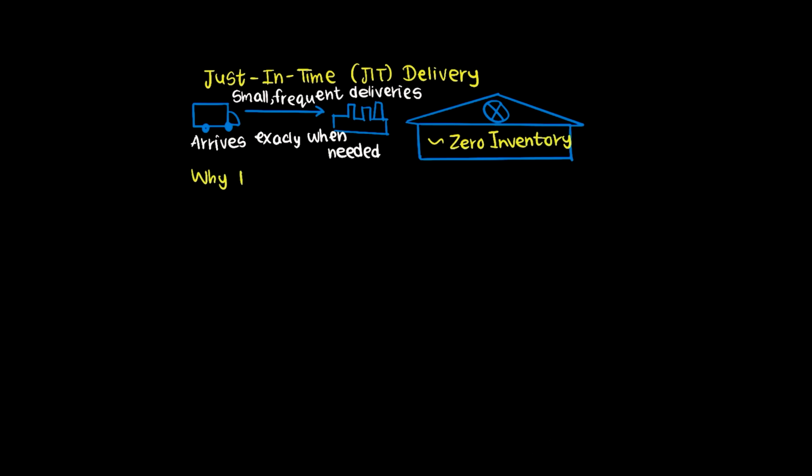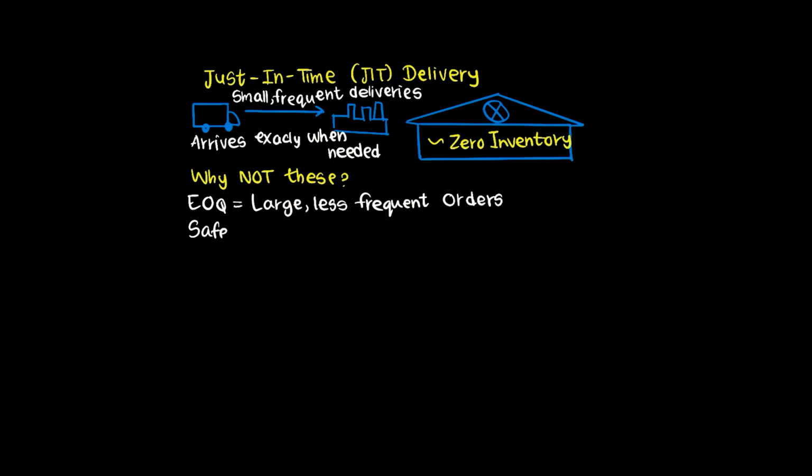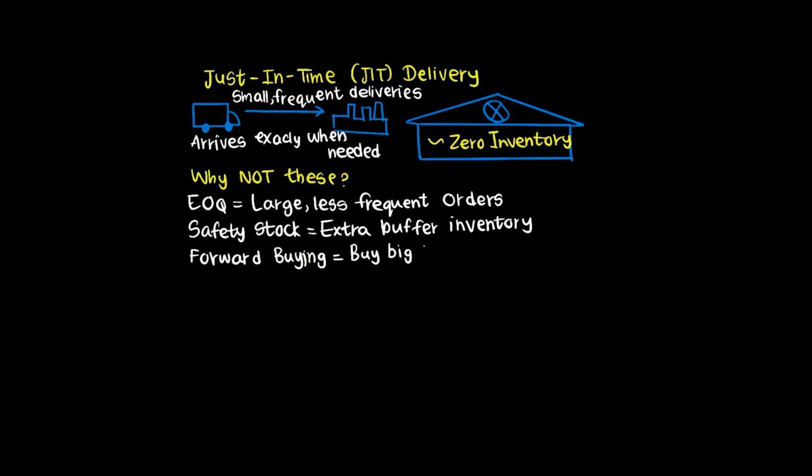Economic order quantity calculates an optimal fixed order size that balances ordering costs against holding costs. It typically results in larger, less frequent deliveries. The opposite of small, frequent, precisely timed shipments. Safety stock is extra inventory held as a buffer against unexpected demand or supply problems. Carrying almost zero warehouse inventory is the opposite of maintaining a safety stock cushion. Forward buying means purchasing large quantities in advance to lock in a lower price or beat anticipated price increases. That builds up inventory, which is exactly what JIT tries to avoid.